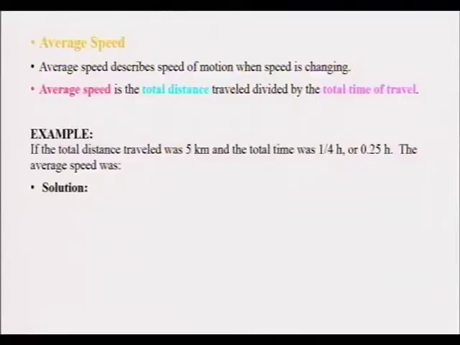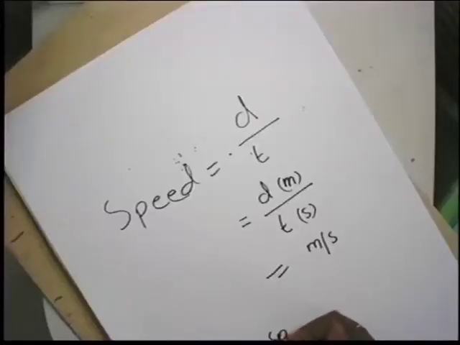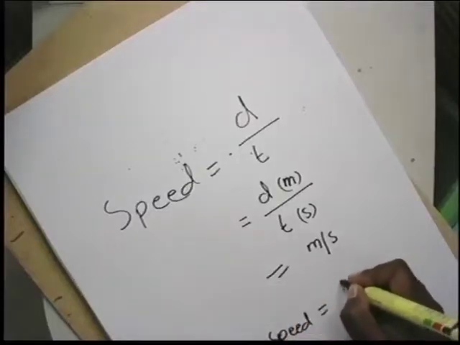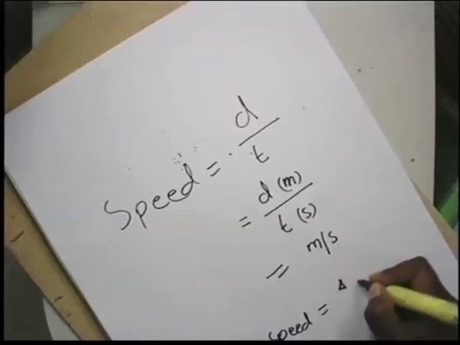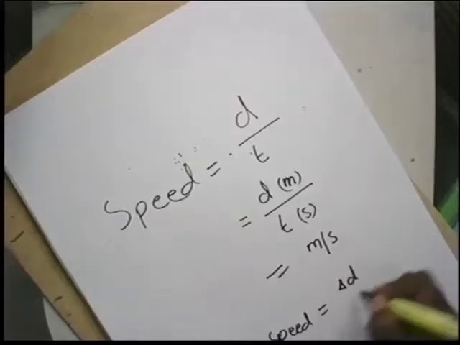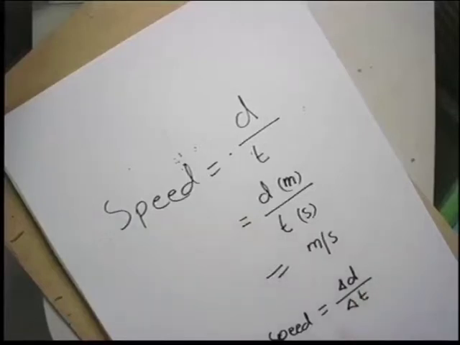Then when we talk about the average speed, it describes the speed of motion when the speed is changing. We usually use a triangle when we talk about the average speed, especially in our formulas in writing. Let's say the average speed is the total distance traveled divided by the change in time. That gives us the travel.